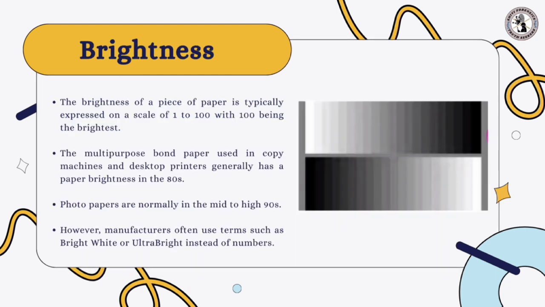Then we have the brightness. So the brightness of a piece of paper is typically expressed on a scale of 1 to 100, with 100 being the brightest. So the multi-purpose bond paper used in color machines or desktop printers generally has high brightness, but the normal paper which we use has lower brightness, or we can say a moderate brightness. And the same will differ for photo papers and other luminance papers. So different types of paper will have different types of brightness.